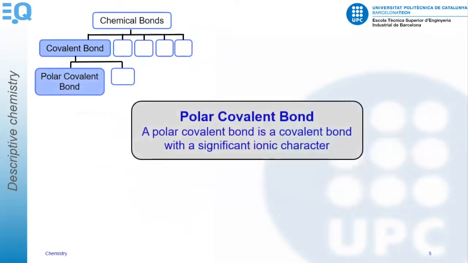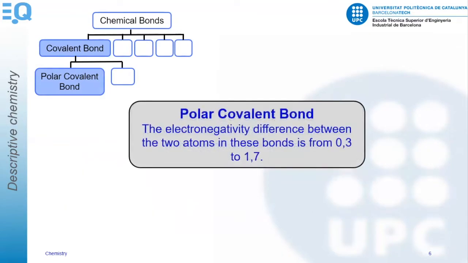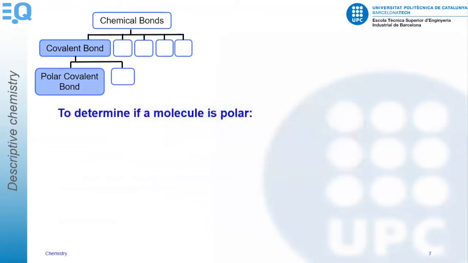A polar covalent bond is when this bond is made between atoms that have different electronegativity, and they give place to dipole-dipole interactions. This electronegativity difference between the two atoms can be between 0.3 and 1.7.